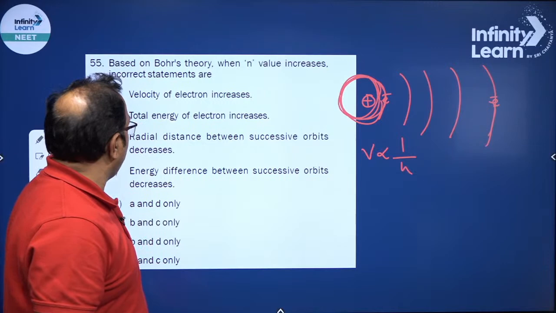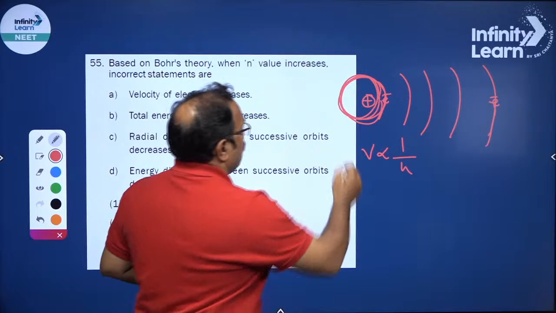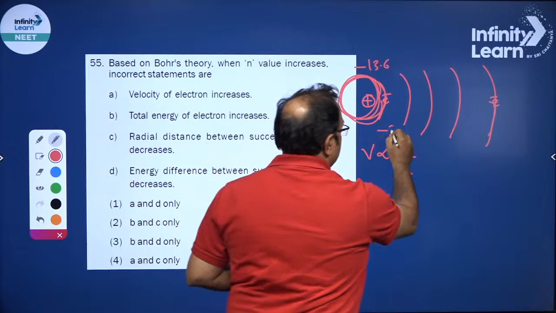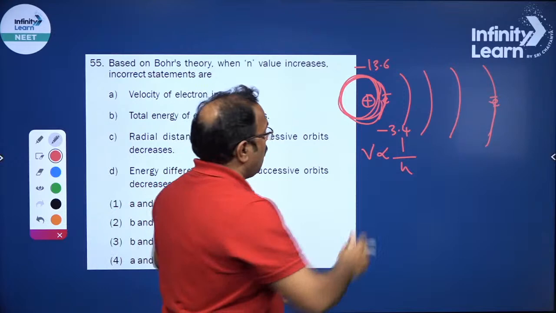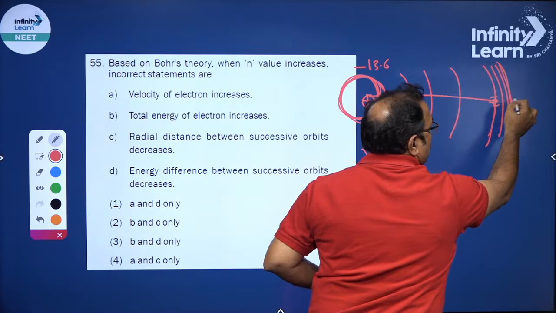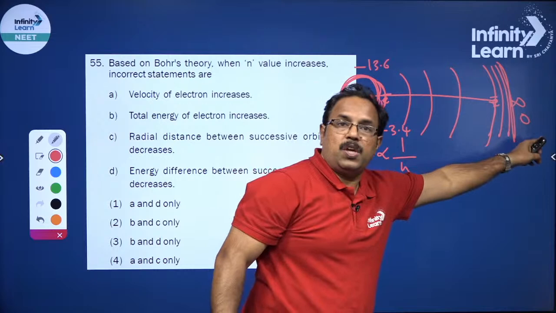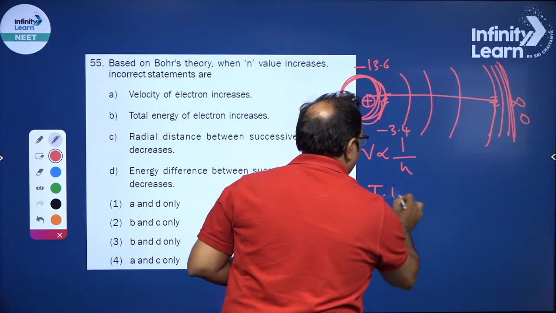Total energy of electron increases. Let us say, take any values in units. First orbit, it is minus 13.6 electron volts, then minus 3.4. This will be more convenient if you remember, otherwise you can also calculate, but that will be time consuming. As the electron goes away, at infinity, the value is zero. So from minus 13.6 to zero, there is an increase in total energy. So total energy increases with respect to n value.